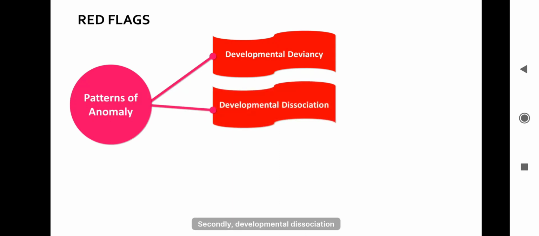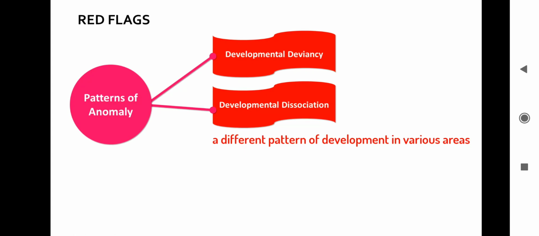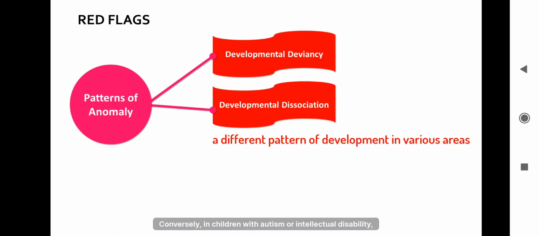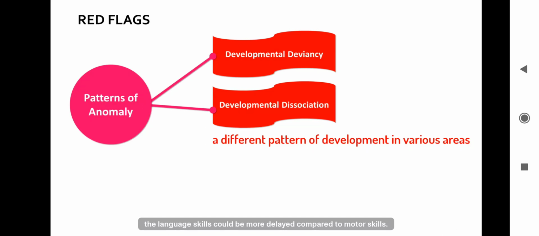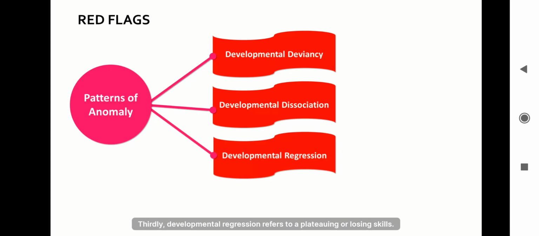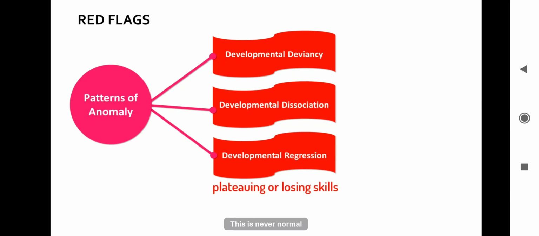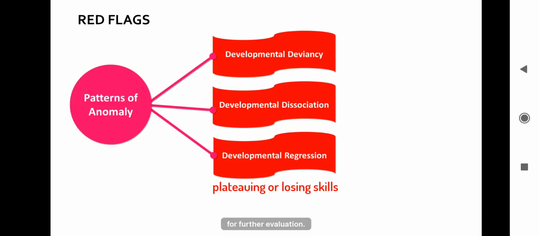Secondly, developmental dissociation refers to a different pattern of development in various areas. In children with cerebral palsy, they may have delayed motor skills but better skills in language. Conversely, in children with autism or intellectual disability, the language skills could be more delayed compared to motor skills. Thirdly, developmental regression refers to plateauing or losing skills. This is never normal and should always be referred to a developmental and behavioral pediatrician for further evaluation.